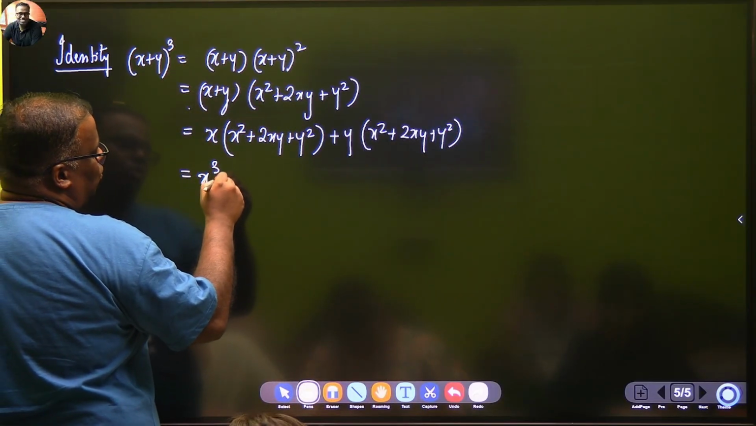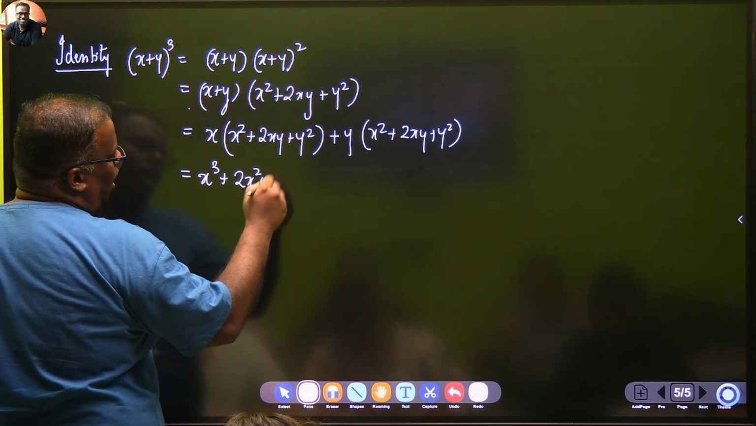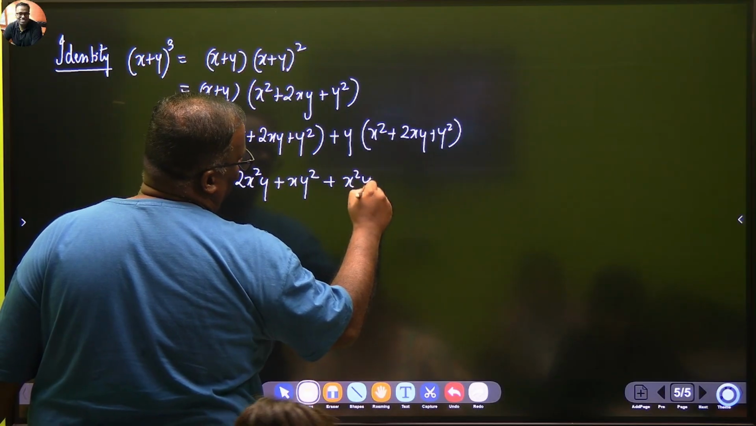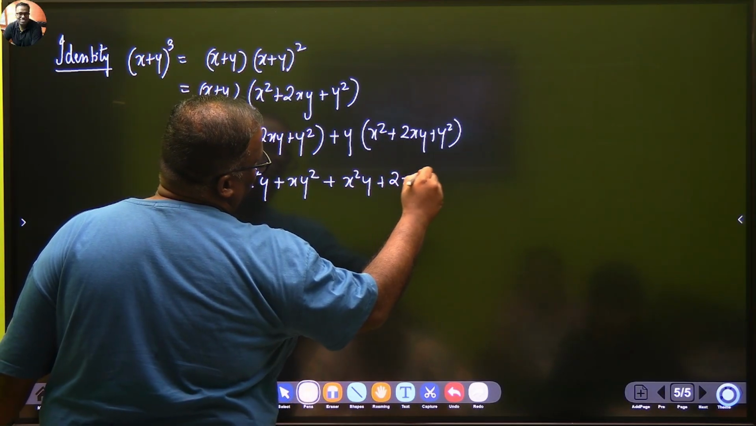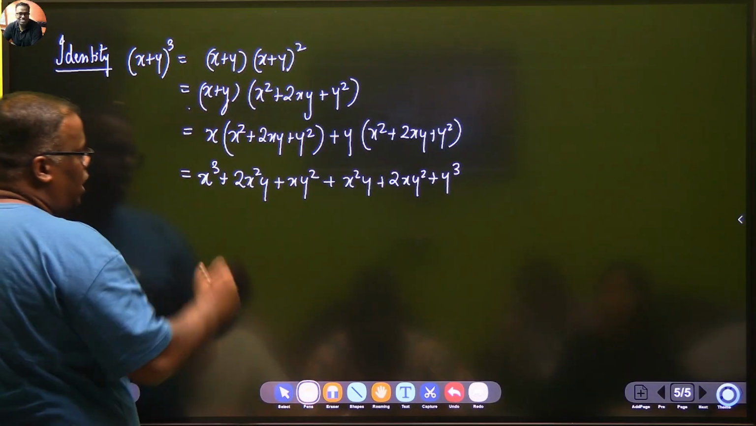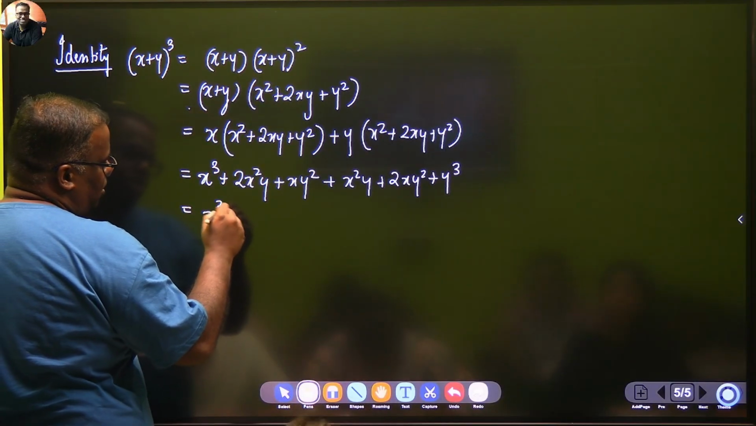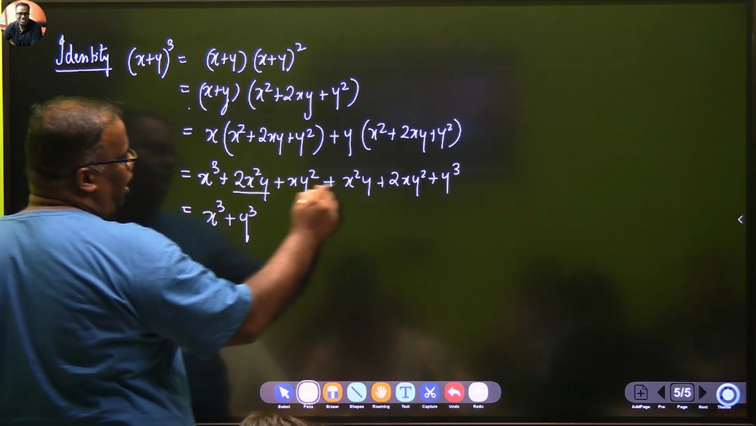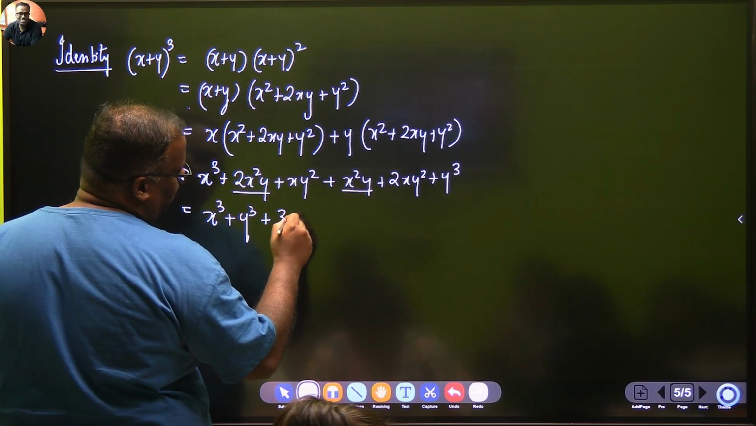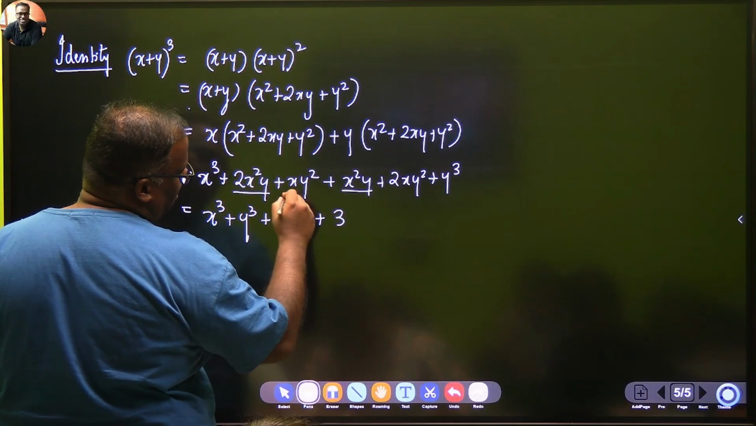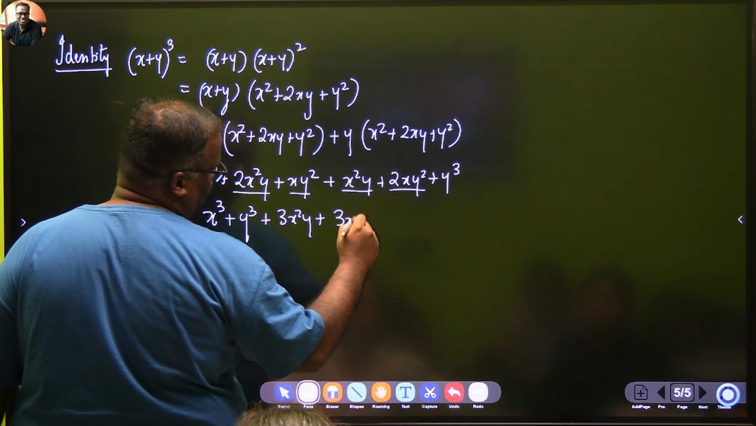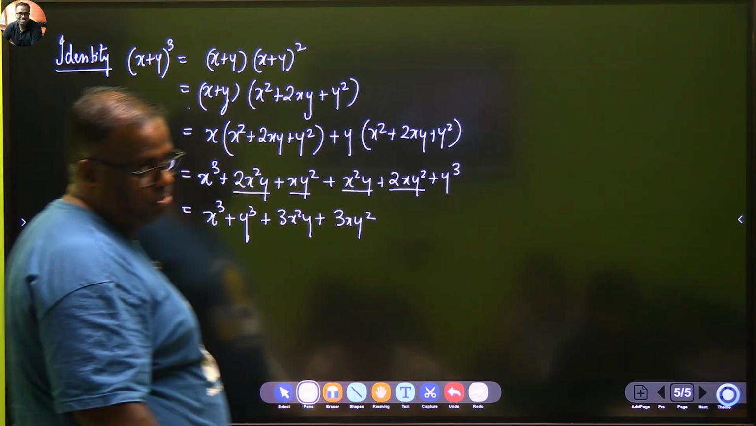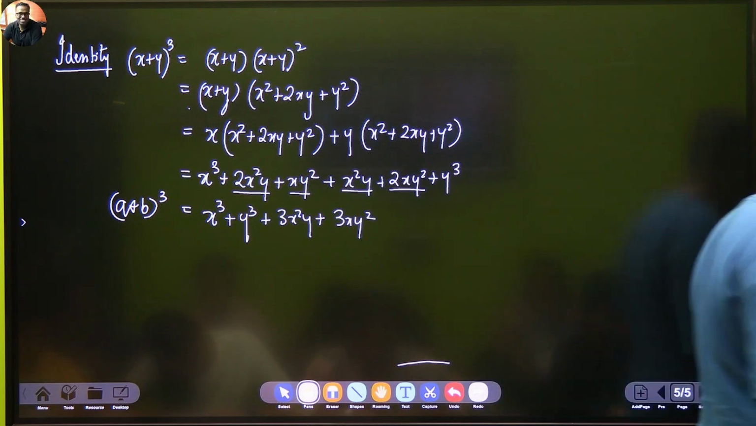It becomes x³ + 2x²y + xy² + x²y + 2xy² + y³. Now try to bring in the order of reducing degree. It is x³ + y³. Look at some similar terms. x²y, 3x²y, and then it becomes 3xy². This is the expansion of (a+b)³. Very easy.